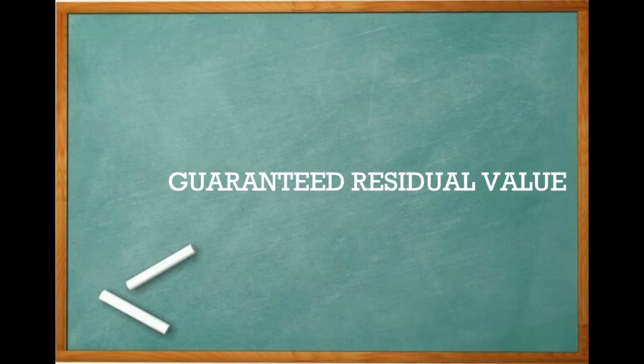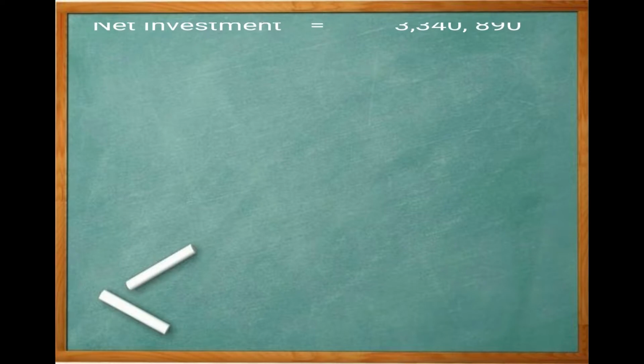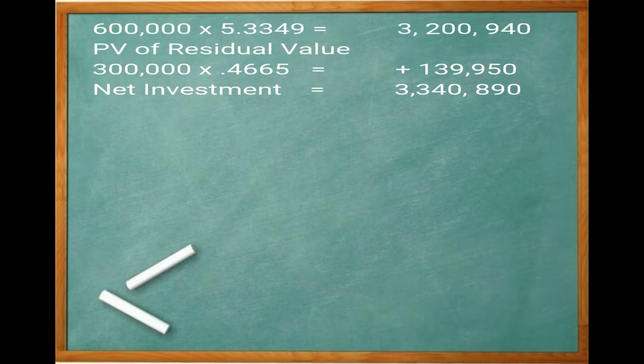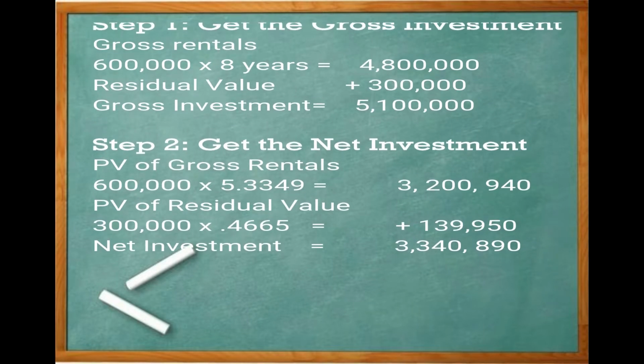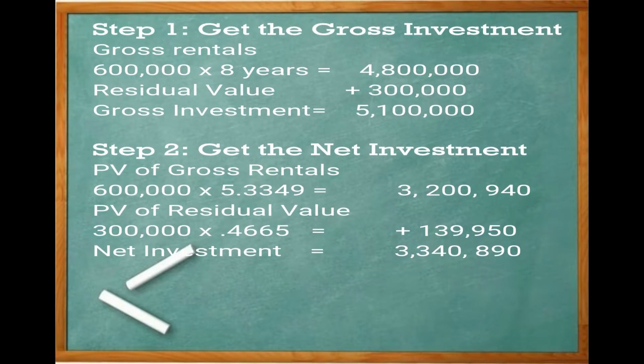In this case, meron naman tayong guaranteed residual value. So, unang gagawin ay kuhanin natin uli yung gross investment. 600,000 times 8 years equals 4,800,000. Then, i-add natin yung residual value whether guaranteed or unguaranteed. Plus 300,000 equals 5,100,000. Ito na yung ating gross investment.